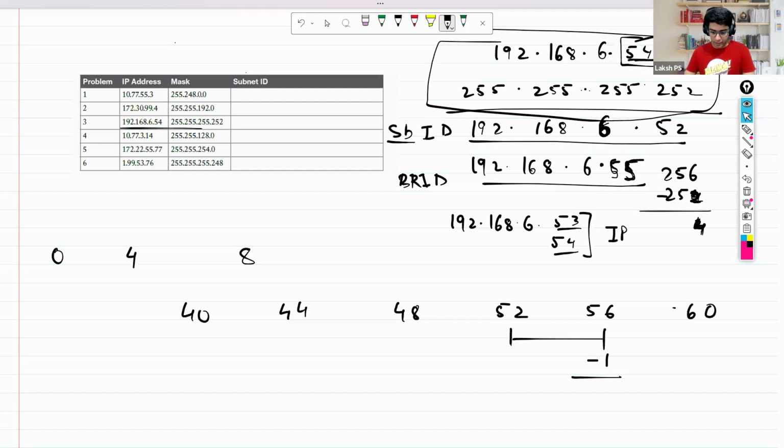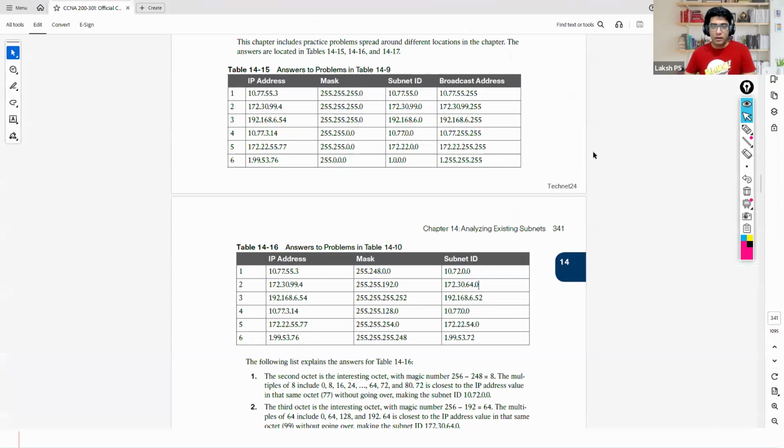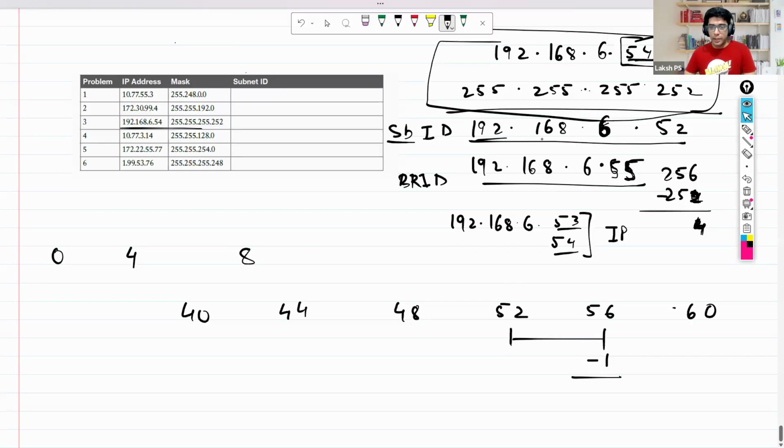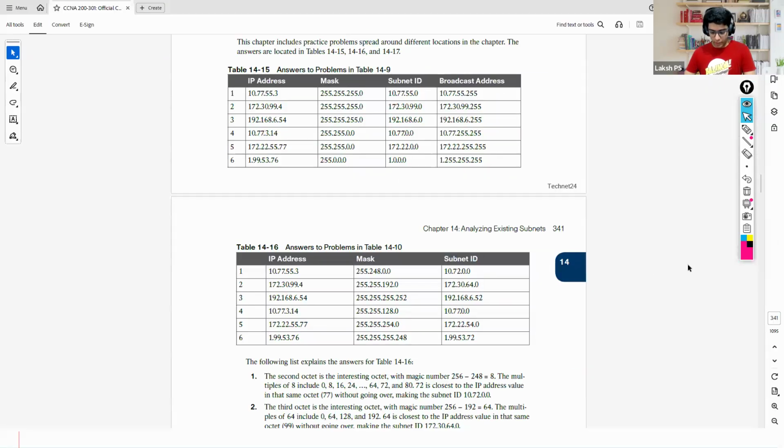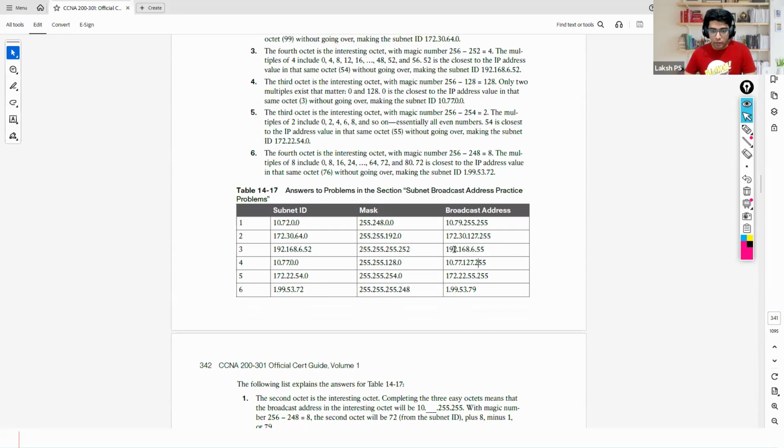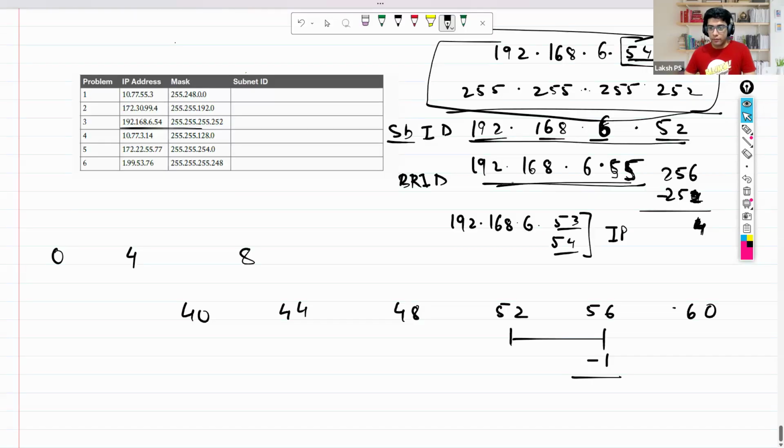Okay, and let's just check the answers. 192.168.6.52 is the subnet ID which we have calculated. Okay, and the broadcast ID, 192.168.6.55. 6.55 is the broadcast ID. Clear of how to find out subnet ID and broadcast ID for difficult addresses?